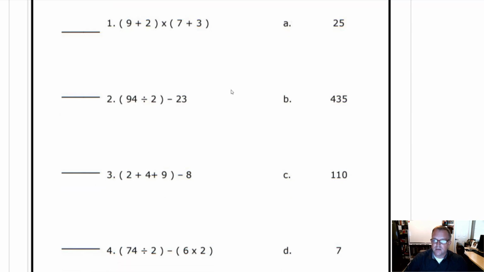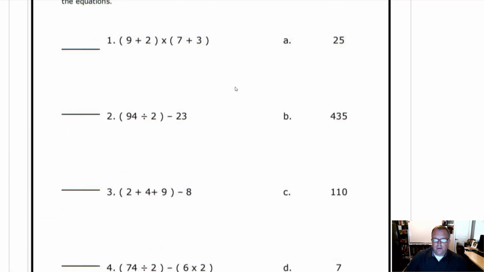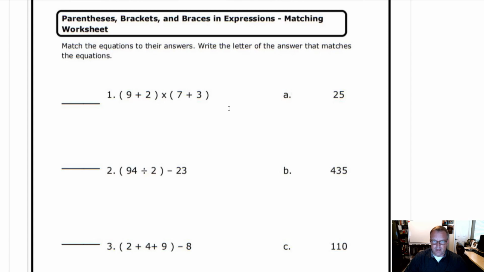Okay, this is pretty easy. And I feel like they left things off the other page. If they didn't, then you guys can tell me on Dojo or something. Hey, they didn't leave anything off. It seems like they did, though. Match the equations to their answers. Write the letter of the answer that matches the equations.